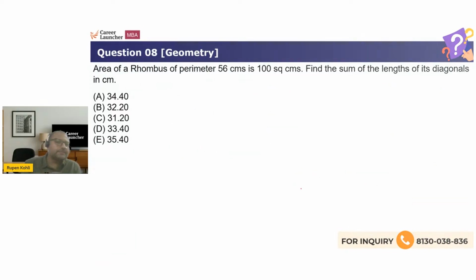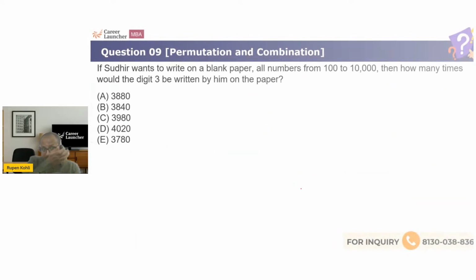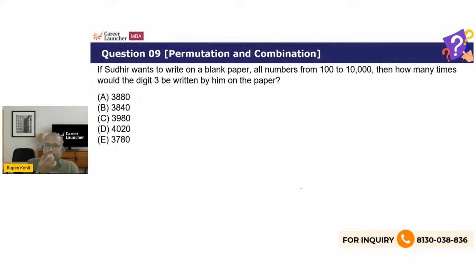Let's see next one. Okay, now next question is very interesting. I hope you will try this. See, if Sudhir wants to write on a blank paper all numbers from 100 to 10,000, which means all the 3-digit numbers and all the 4-digit numbers basically, right? How many times would the digit 3 be written by him on the paper?